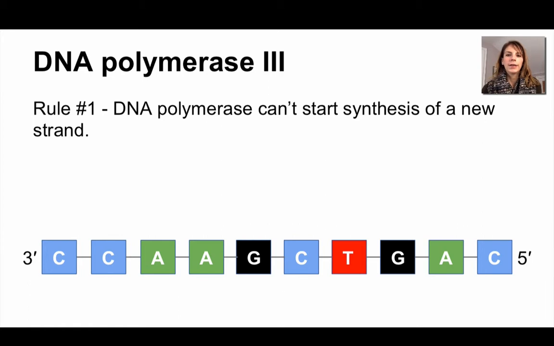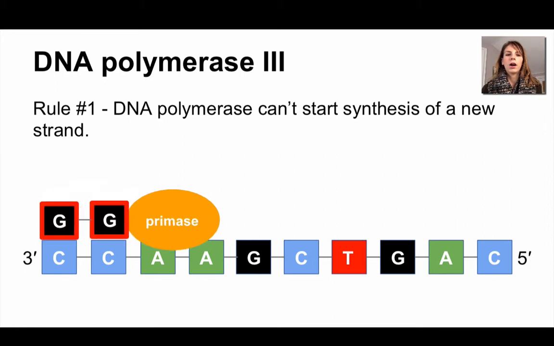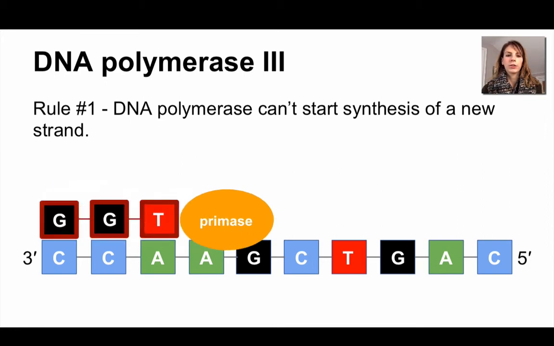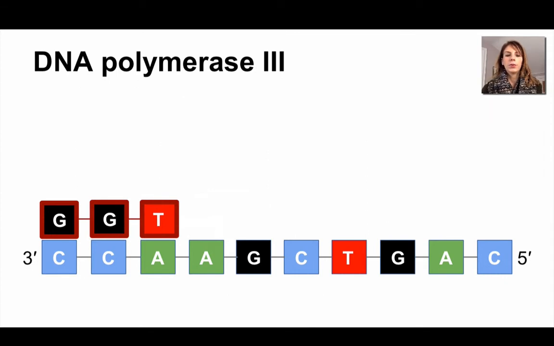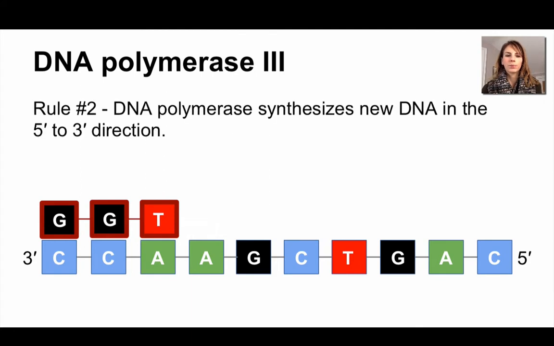And so its helper is known as primase. And primase can start the synthesis of a new strand. So what primase does is it's going to lay down a short segment of RNA nucleotides, which are slightly different in structure to DNA nucleotides. And what that does is it provides a starting point for DNA polymerase to work with.